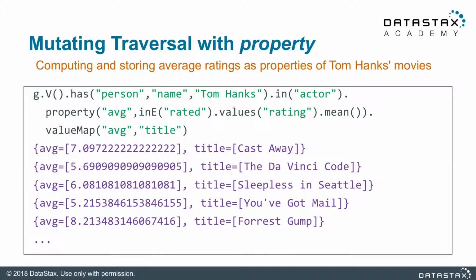Let's say that we would like to go to all of the Tom Hanks movies in our schema, compute the average ratings, and store those ratings on the movie vertices themselves. Let's take a look at the code. We will first find the Tom Hanks vertex. That is g.V has person name Tom Hanks. From there, we will traverse the incoming actor edges. That is, we are going to take us to all of the movie vertices that have had Tom Hanks as an actor. From there, we are going to mutate those vertices by creating a new property.